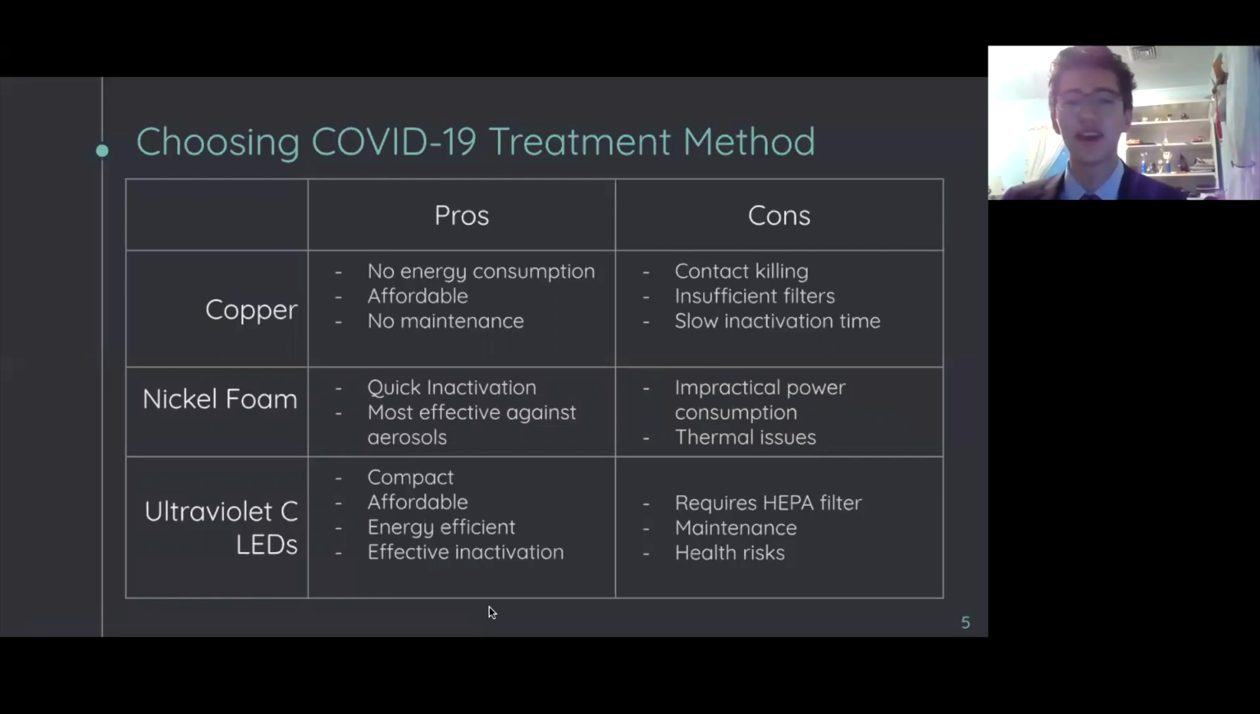That takes us to ultraviolet C light-emitting diodes, or UVC LEDs, which are effective and energy efficient. There are health risks to radiation exposure, but these can be mitigated fairly easily. To maximize effectiveness, UVC LEDs would need to be used in conjunction with the high-efficiency particulate air filter, or HEPA, to ensure that viral particles are exposed to UVC radiation for the required amount of time.